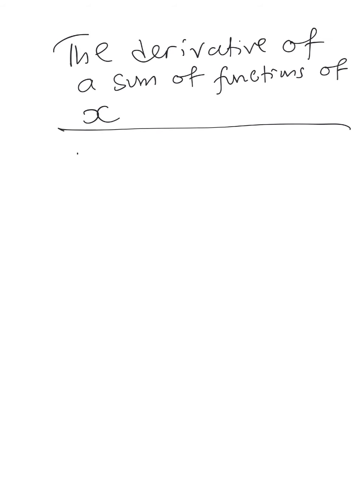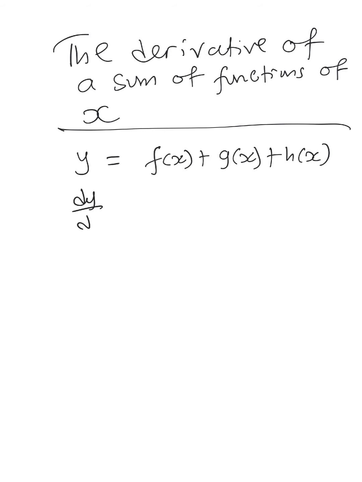If I have y as a sum of functions of x, it is f of x plus g of x plus h of x. It does not matter the number, as long as you are summing functions of x. Then dy by dx is the sum of the derivatives of the functions. So we get the derivative of f of x, add the derivative of g of x, and add the derivative of h of x. It does not matter even if you have 10, 20 functions, you just keep adding the derivatives of the functions. Okay, let's take an example.